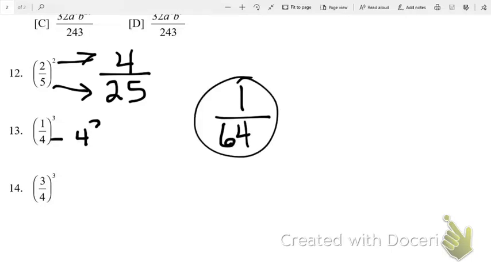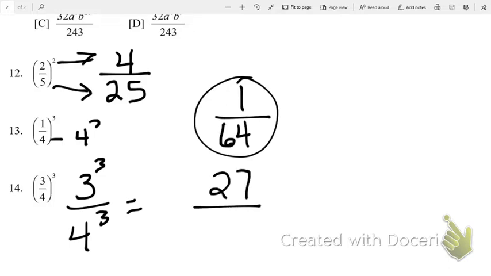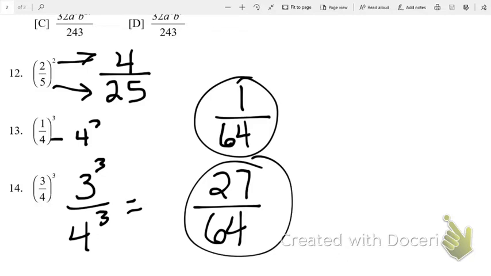And number 14. All right, 3 gets the power 3, and 4 also gets the power 3. And so 3 to the power of 3 is 3 times 3 times 3, which is 27. We know what 4 to the power of 3 is. We just did it. 64. So for 14, just write down 27 over 64. And that is the answer key to your practice quiz.